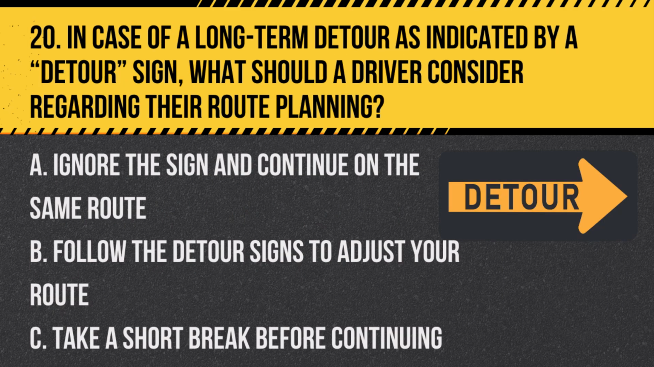Question 20. In case of a long-term detour, as indicated by a detour sign, what should a driver consider regarding their route planning? A. Ignore the sign and continue on the same route. B. Follow the detour signs to adjust your route. C. Take a short break before continuing. Answer. B. Follow the detour signs to adjust your route. In case of a long-term detour, you should follow the detour signs to adjust your route accordingly.